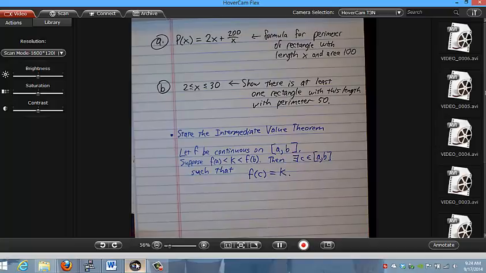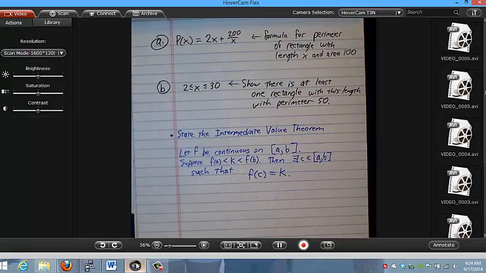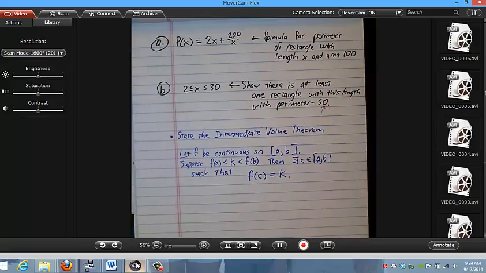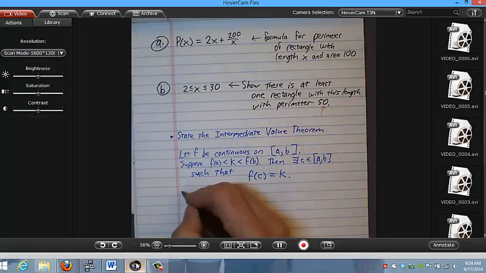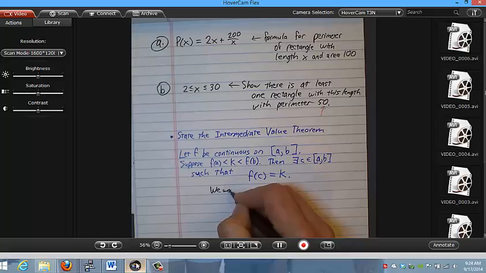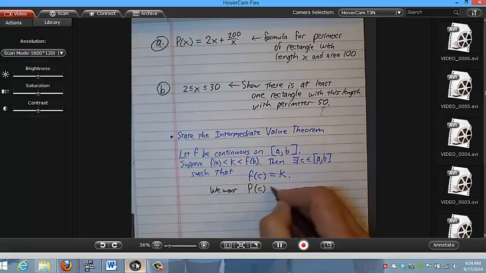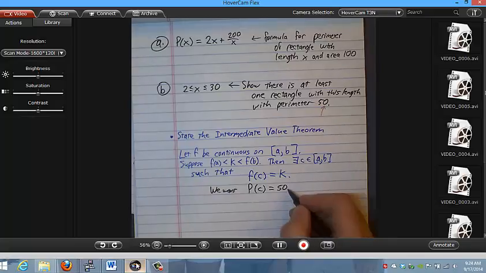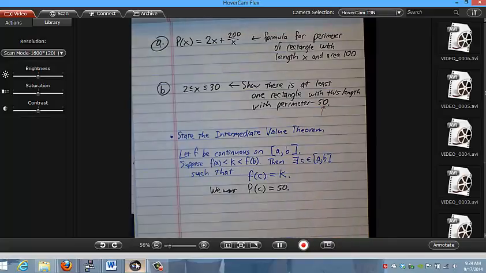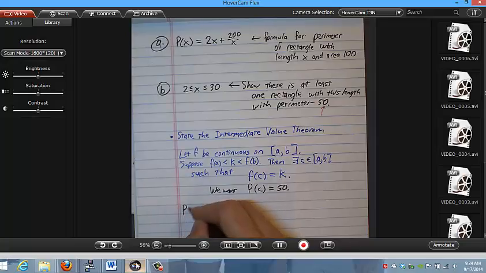Now, what's the k that I'm going after in my problem? I want my output to be 50. You see, you're going to apply this to the perimeter function. So we want p of some c to be 50. Almost out of time. Next, I compute p of 2. And I'm getting, that's 104. And next, I compute, because that's my f of a. Next, I compute p of 30.